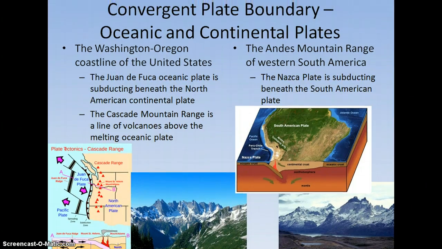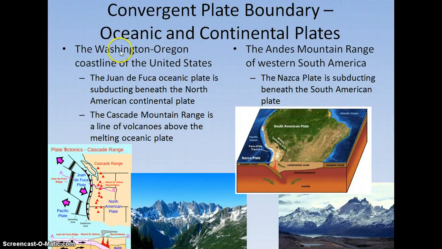So, oceanic and continental plate boundaries. The Washington-Oregon coastline of the United States is a good example of this. You can see it in the picture right down here. California is right below here. This is the coastline right here.